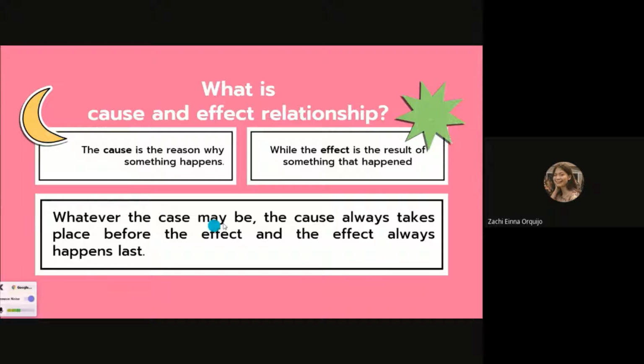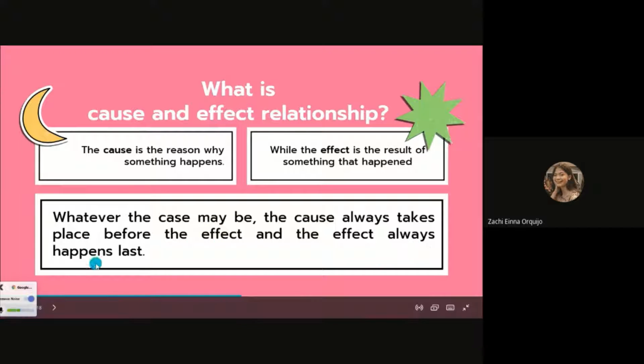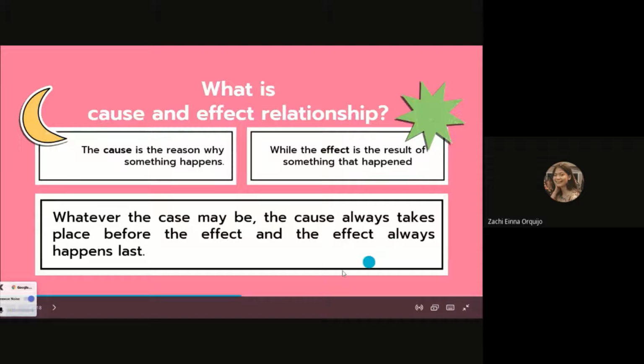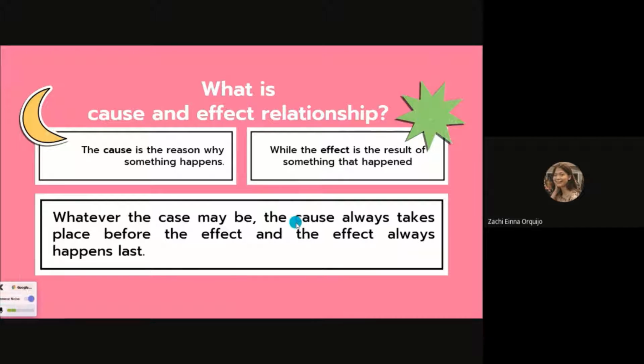Whatever the case may be, the cause always takes place before the effect, and the effect always happens last. So, laging nauuna po yung cause. Laging nauuna yung cause or laging nauuna yung sanhi bago yung bunga. Kasi pag sinabi nating effect or bunga, ito yung resulta nung cause. Okay?